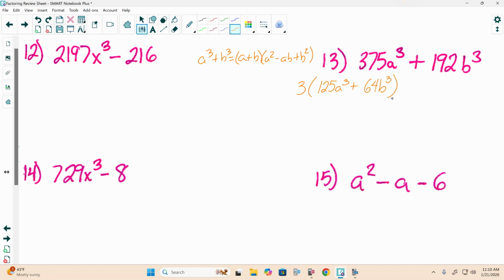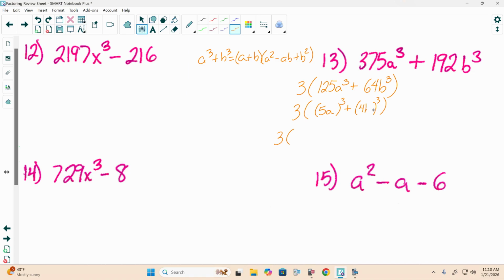So if we factor that greatest common factor out, we get 3 times 125a cubed plus 64b cubed. Now from here we can figure out what a and b are that we need to plug into our general form for a cubed plus b cubed. As we just saw, 5 times itself 3 times is 125. A times itself 3 times is a cubed. So 5a times itself 3 times is 125a cubed. So it's going to take the place of a in all 3 spots.